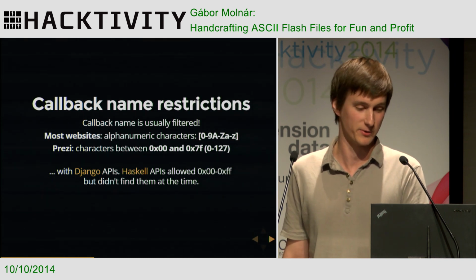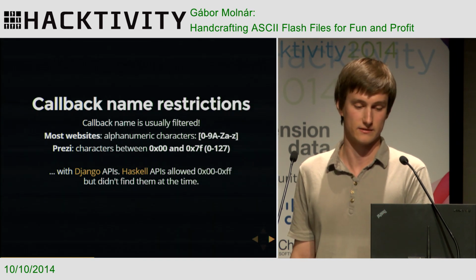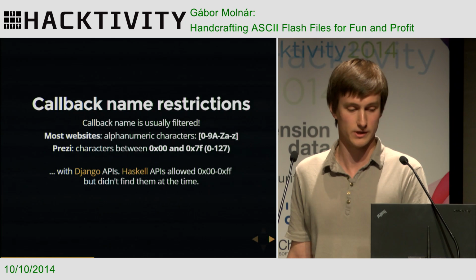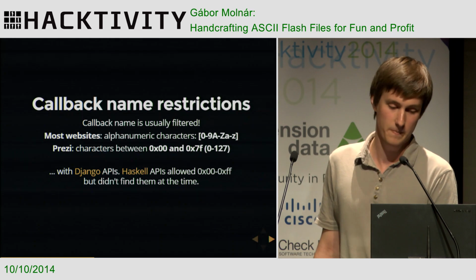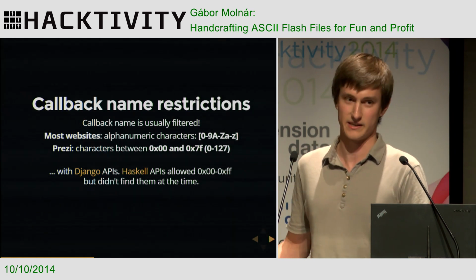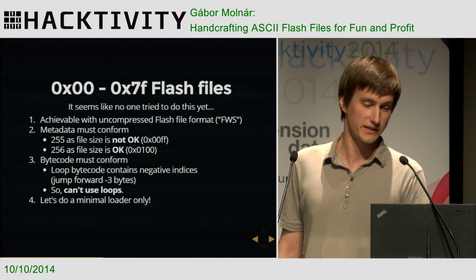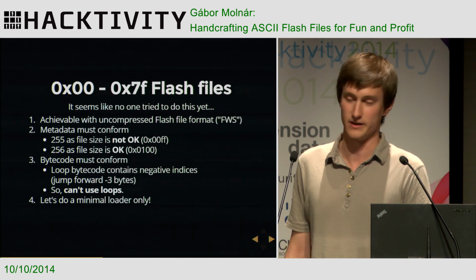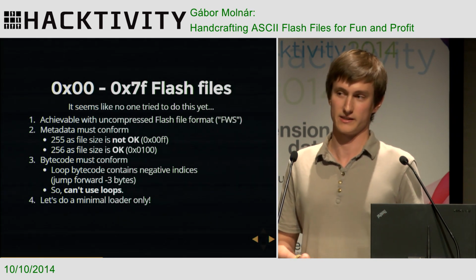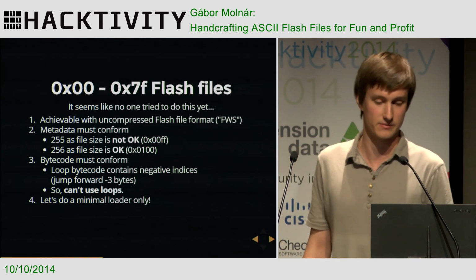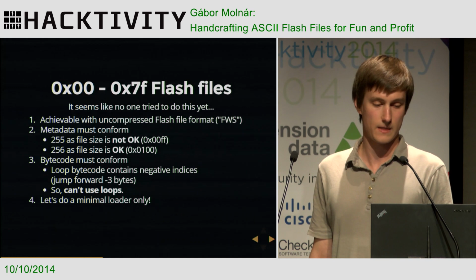And as it turned out, one of Prezi's people told me that these were Django-based APIs, and this is how the callback name filtering works, but Haskell allowed anything. So anybody who found this Haskell API endpoint and sent it a Flash file, got it back returned to him unchanged. So I started working on this Flash file that needs to fit into the lower half of the 8-bit ASCII table, so only characters below 80 hex can be used, and I found that this is not that difficult to solve.